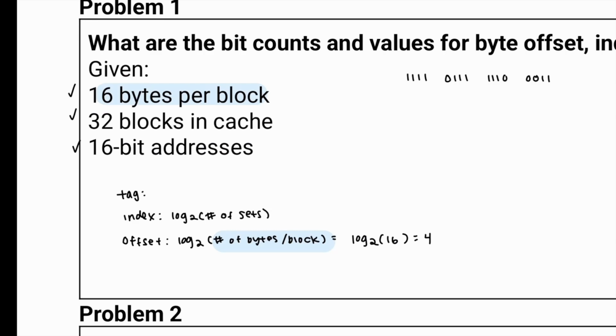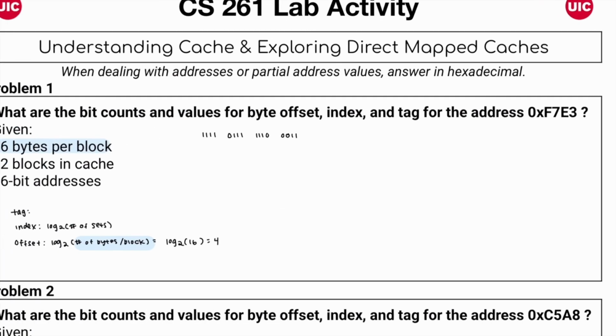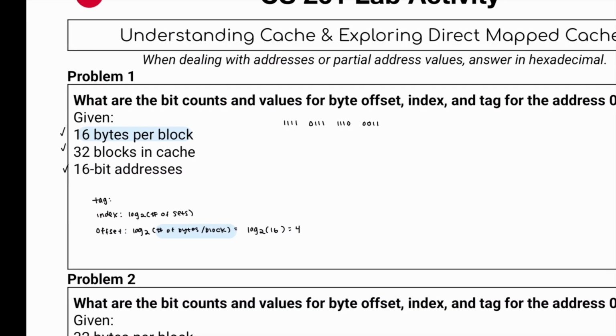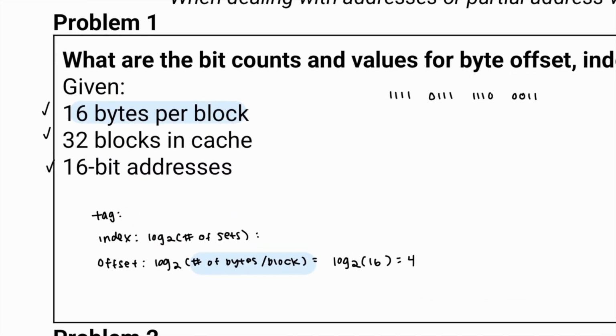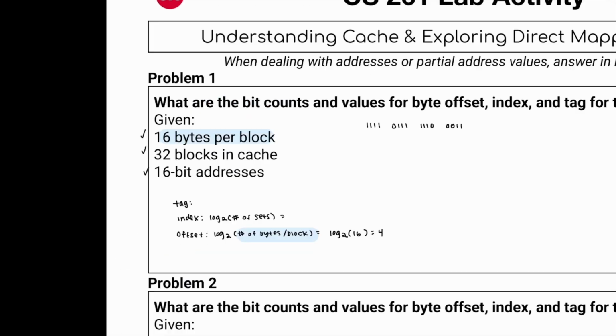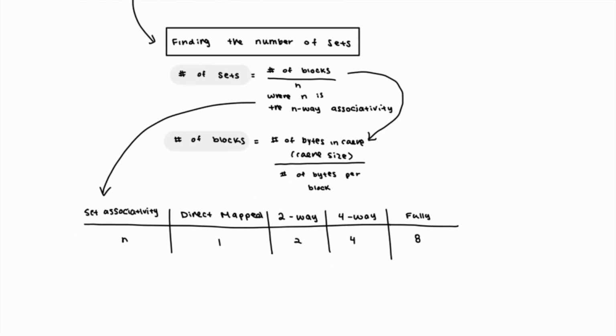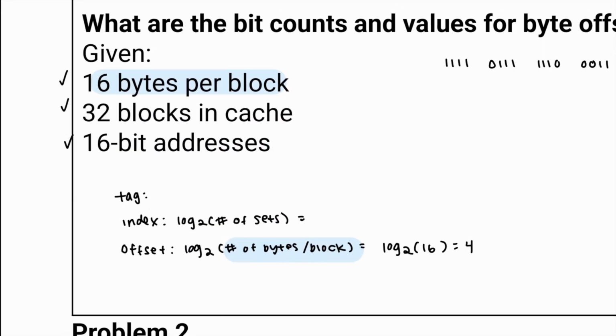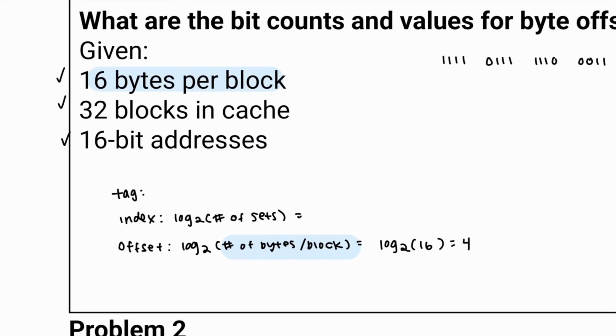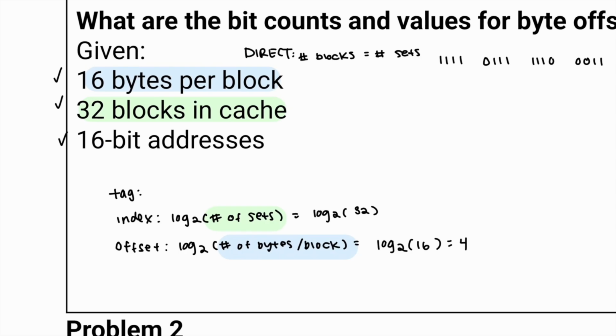Now, if we want to calculate the number of sets, we can assume this is just a direct map cache. To find the number of sets, we can go back up to our formula here, and see it's the number of blocks divided by n. We know that n is 1. The number of blocks is given to us right here, 32 blocks in the cache, because in direct map, the number of blocks equals the number of sets. So the index will be log 2 of 32, which is equal to 5.